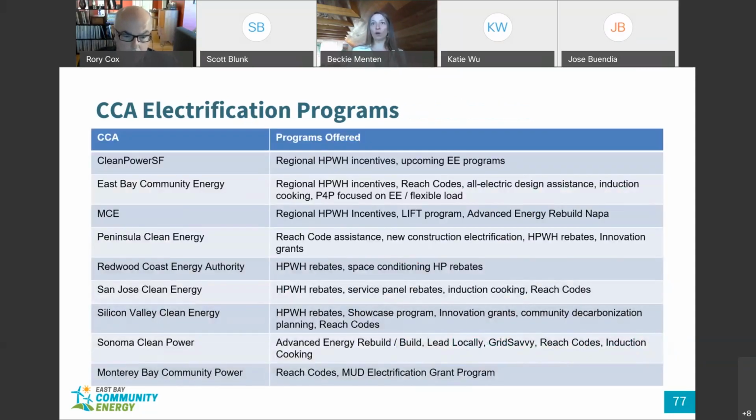This is just way too many words, but I think it's something that can be useful for folks later. I wanted to prepare a table of the CCA electrification programs that are on my radar. Note that these are largely Northern California focused. I've likely missed some from Lancaster Clean Energy, Clean Power Alliance, some of the other CCAs that operate in the Southern California service area. But as you can see, it is a very lengthy list. There has been a lot of work that has been done from the CCAs to bolster building electrification.